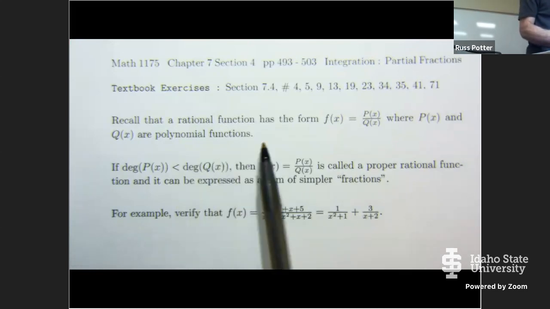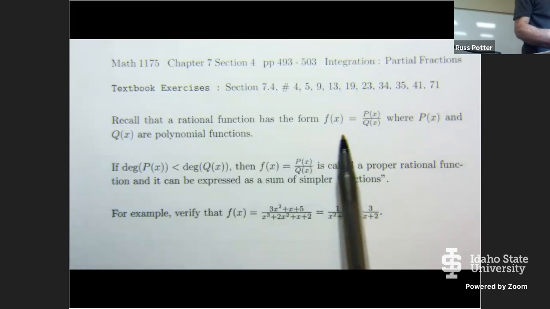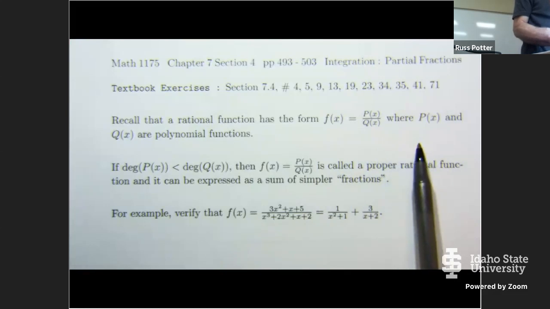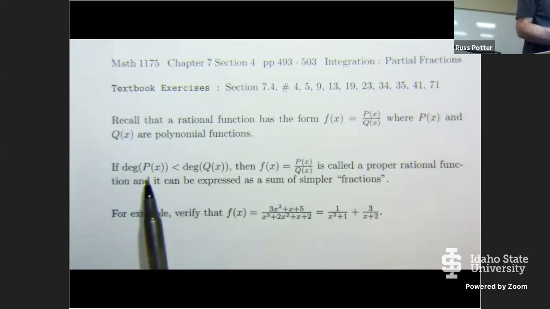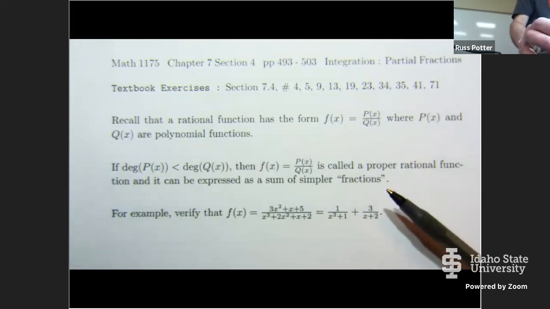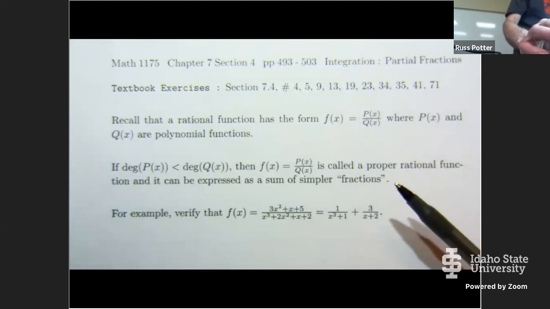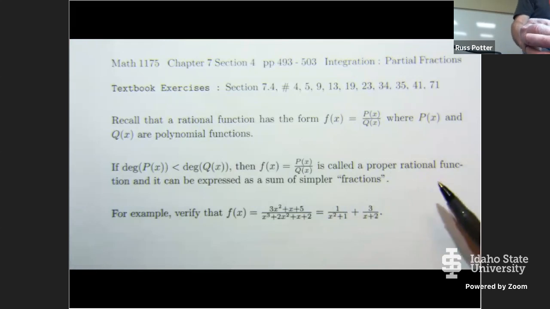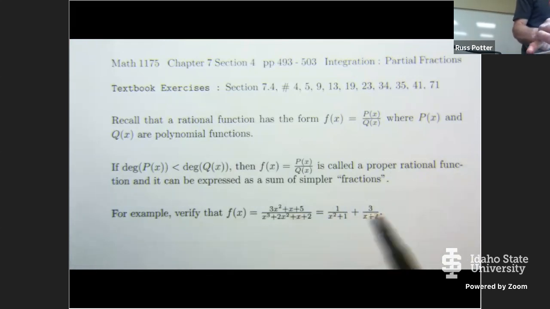Recall that a rational function has the form f of x equals p of x divided by q of x, where p of x and q of x are polynomial functions. If the degree of p of x is less than the degree of q of x, then we say that the rational function is proper. That is, f of x equals p of x over q of x is called a proper rational function. And it can be expressed as a sum of simpler fractions.